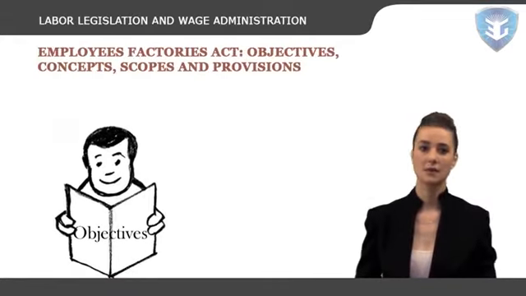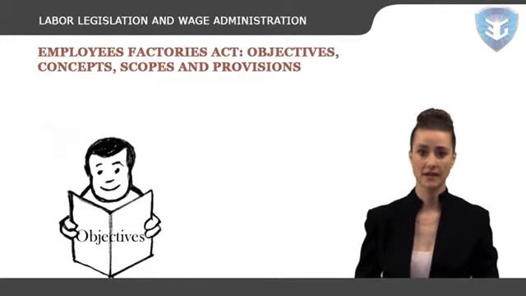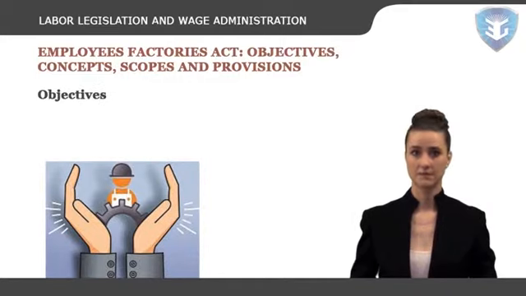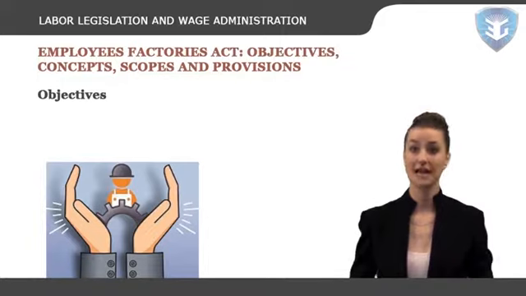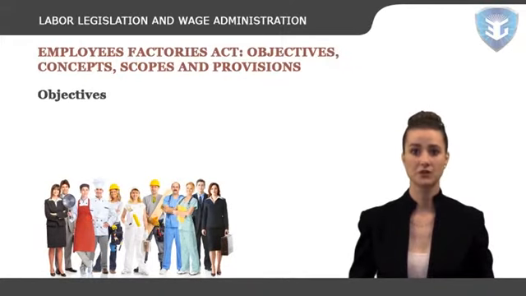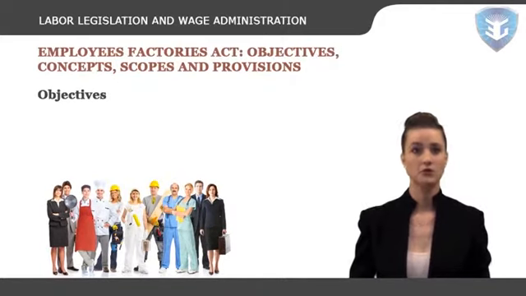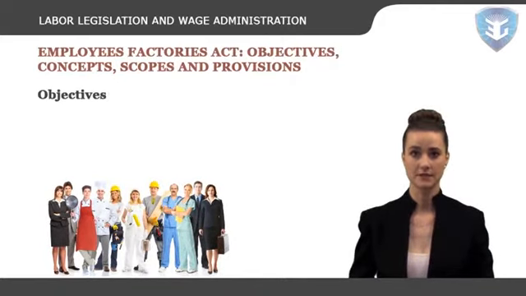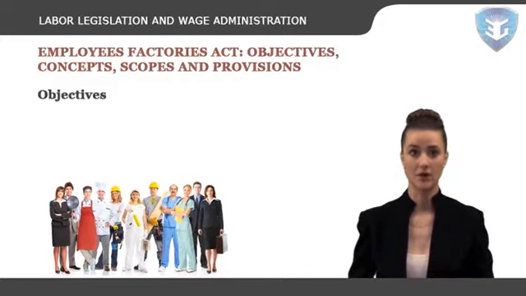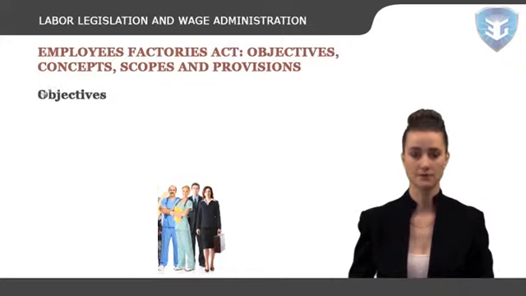Let us now study the objectives, concepts, scopes, and provisions of the Employees' Factories Act. Objectives. There are some basic objectives: to ensure adequate safety measures and to promote the health and welfare of the workers employed in factories, to prevent haphazard growth of factories through the provisions related to the approval of plans before the creation of a factory, and to regulate the working conditions in factories, working hours, leave, holidays, overtime, and employment of children, women, and young persons.